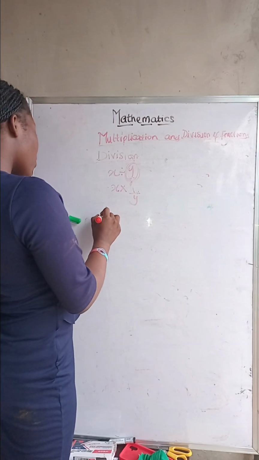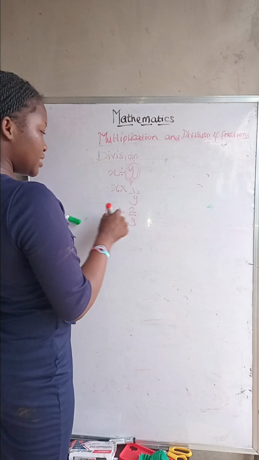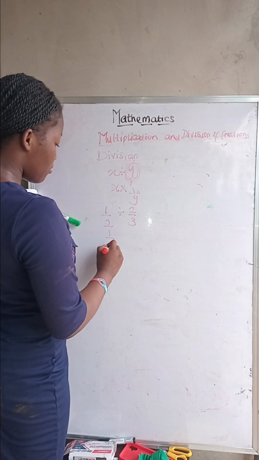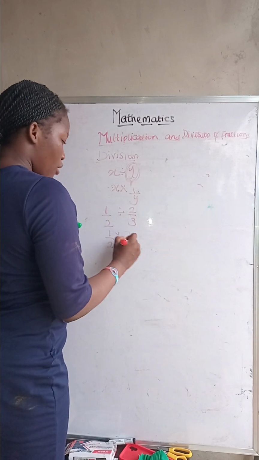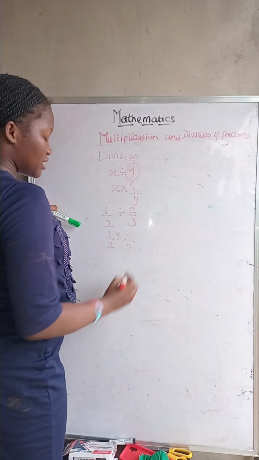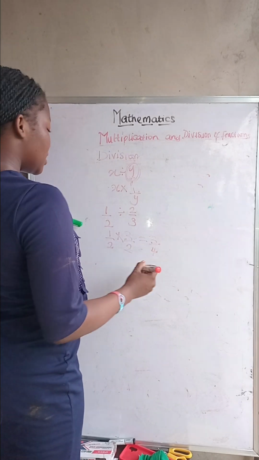Let's say we have 1 over 2 divided by 2 over 3. The division will change to what? Multiplication. And the first fraction will not change. So 3 will be up and 2 will be down. Do you understand? So 1 times 3 is what? 3. 2 times 2 is what? 4. 3 over 4 is the answer.